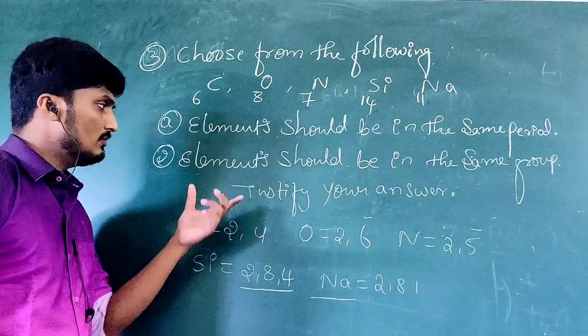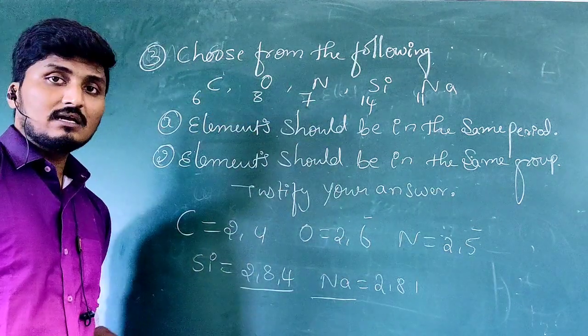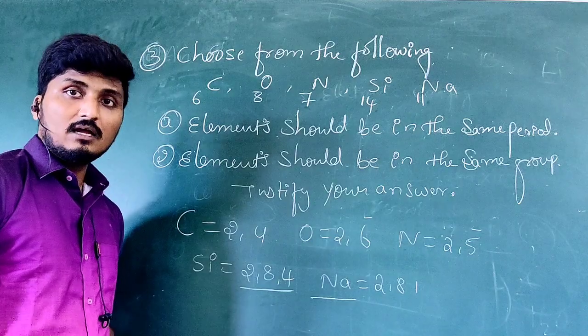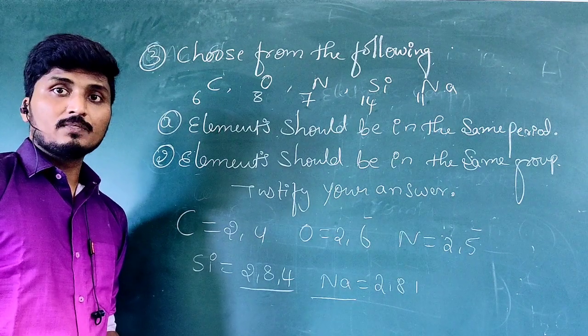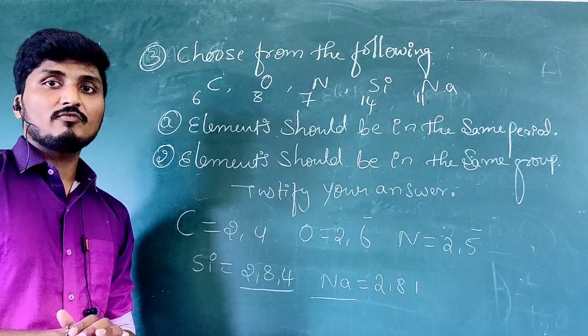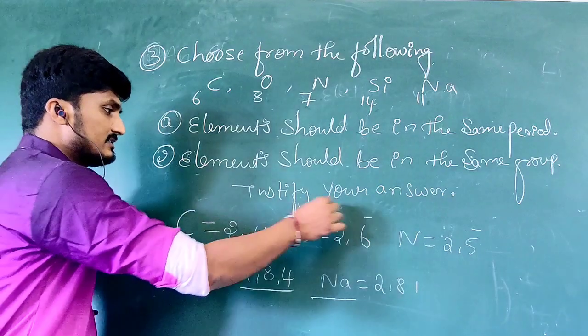Now read the second question. What is that? Elements should be in the same group. Whatever the given elements are, their electronic configuration we have already written. And in the previous problem, I told you how to find out the group. So if the same number of valence electrons are there, they belong to the same group. So just check it over here.